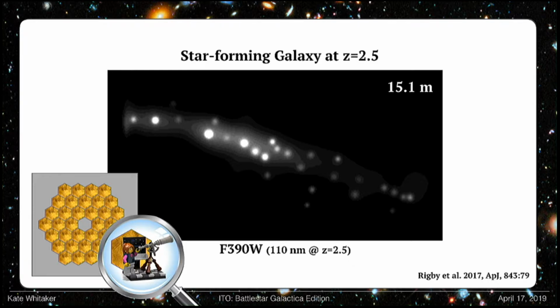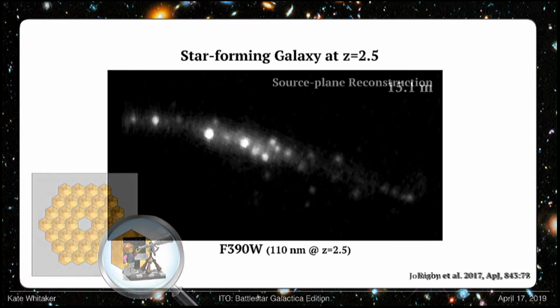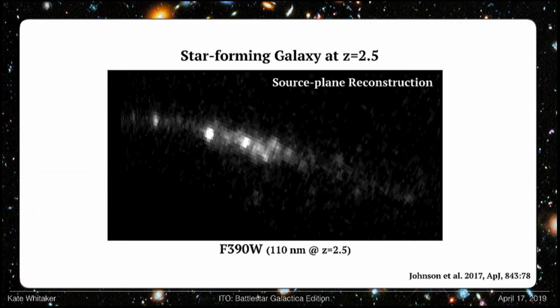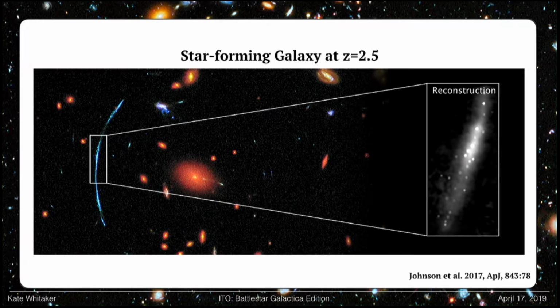The simulations are based on actual observations of a gravitationally lensed galaxy. This is the source plane reconstruction of this galaxy. It's at redshift 2.5. This is what it looks like on the sky, a pretty spectacular, one of the brightest arcs that we have in our night sky.